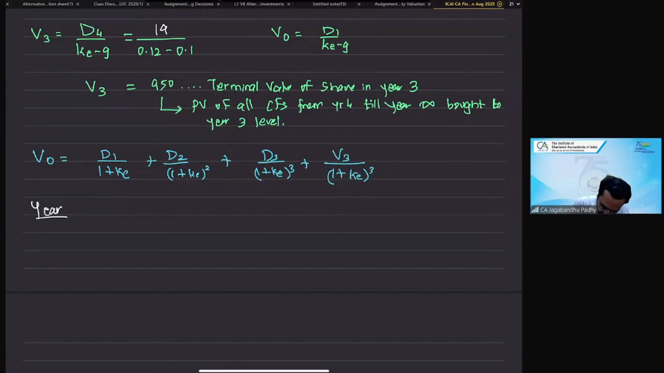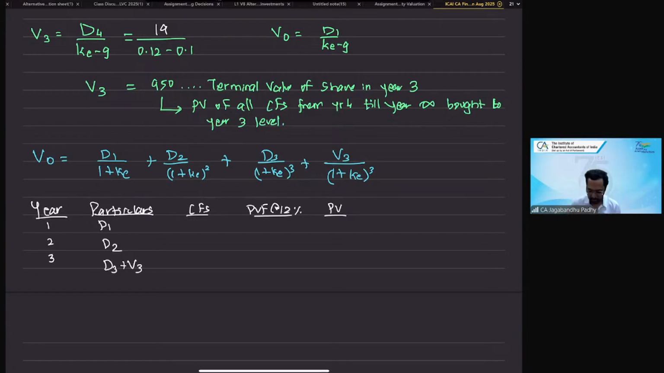Year, particulars, right? Cash flow. PV factor is, let's say, 12%. And then we take a PV. So in years 1, 2, and 3, we get the first year dividend, the second year dividend, and third year we have D3 plus the value of the company in third year.